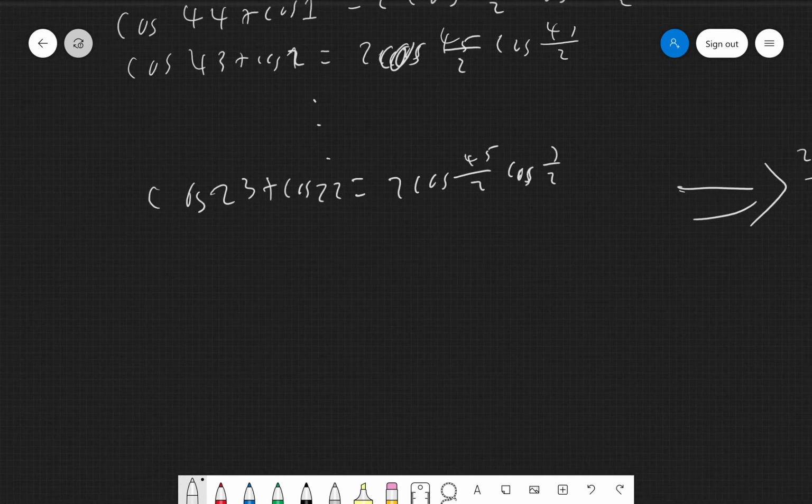So now we can do the same thing with sines. Sine of 44 plus the sine of 1 equals... So now we hope for luck.